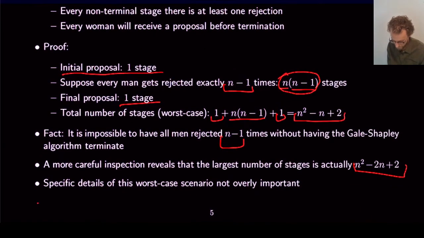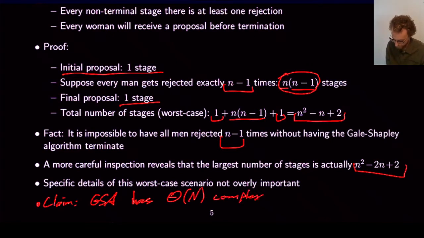Okay, so here's my claim. The Gale-Shapley algorithm has big theta of N complexity. Here, I'm going to use a capital N. Why did I use a capital N? Because the size of the input of the Gale-Shapley algorithm is not the same as the little n.